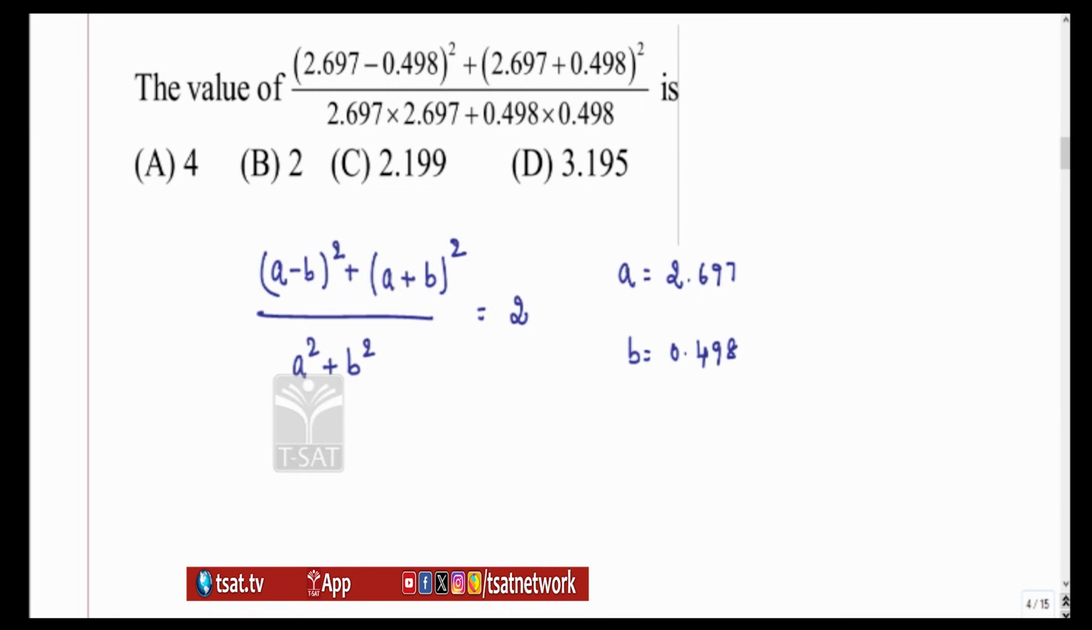If it is in between, and plus is there, then it doesn't matter whether a minus b comes first or a plus b comes first. Generally you can write a plus b as b plus a also. So here you can write x plus y is equal to y plus x. Therefore, we don't care whether a minus b square comes first or a plus b square comes first. For both of them, the answer is 2. So here the a value and b value is irrelevant. It is in the form of a minus b whole square plus a plus b whole square by a square plus b square. So the answer is 2.